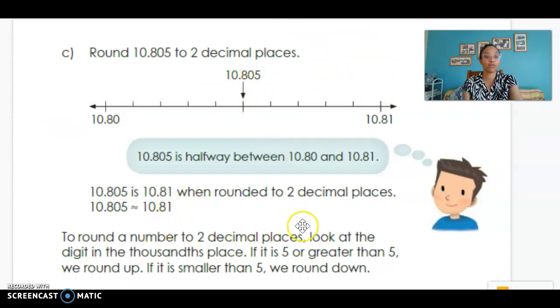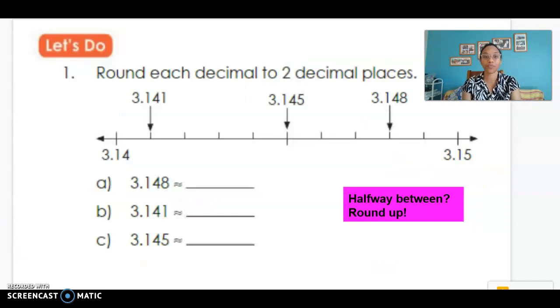To round a number 2 decimal places, look at the digit in the thousands place. If it's 5 or greater, we round up. If it's smaller than 5, we round down. This is the same rounding mountain that we've used when we're rounding whole numbers. It's the same process, just a different place value.